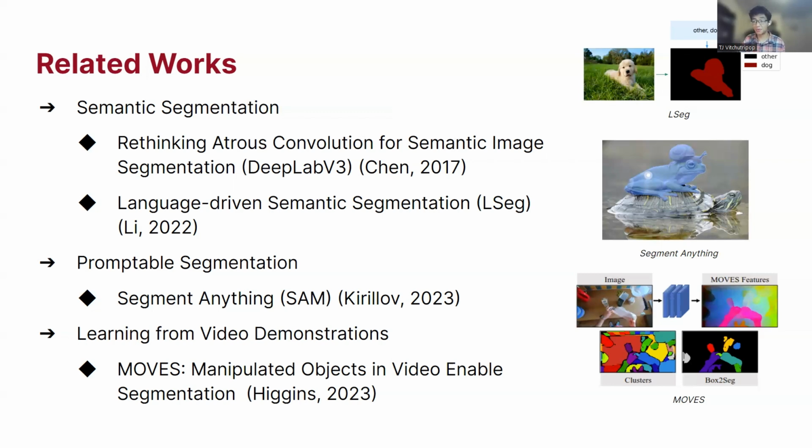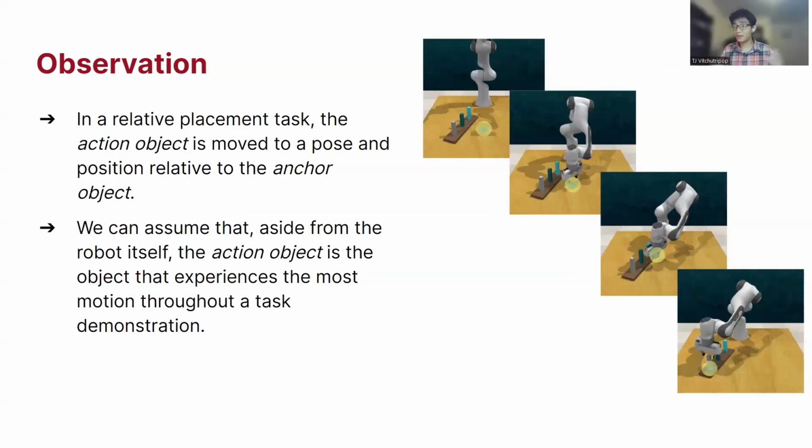Another work that we were inspired by is MOVES, which uses videos to understand held object and hand-object contact, and uses optical flow to generate pseudolabels, which are then used to train a model. Our takeaway from that paper was that training on large amounts of imperfect pseudolabels can still result in good model performance.